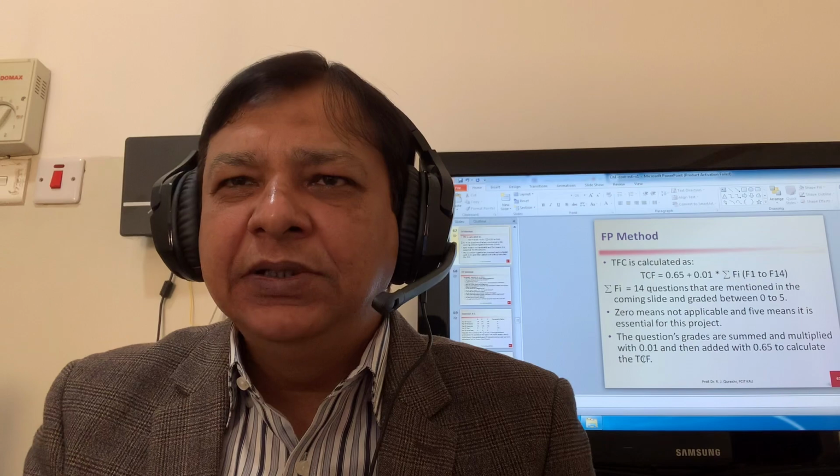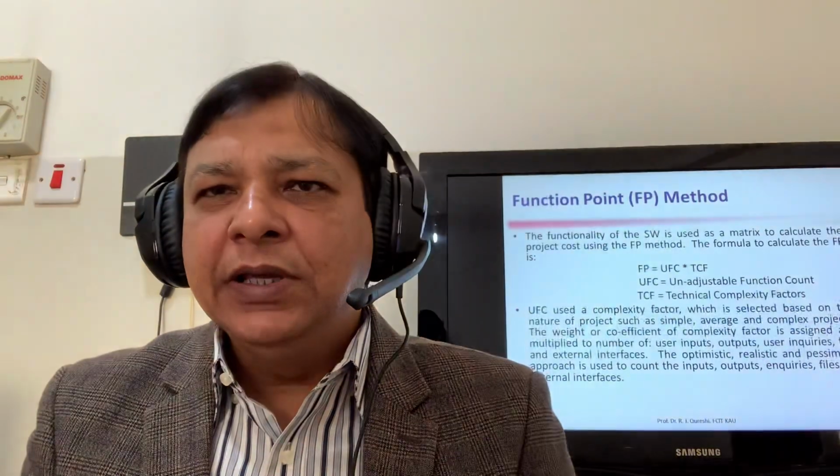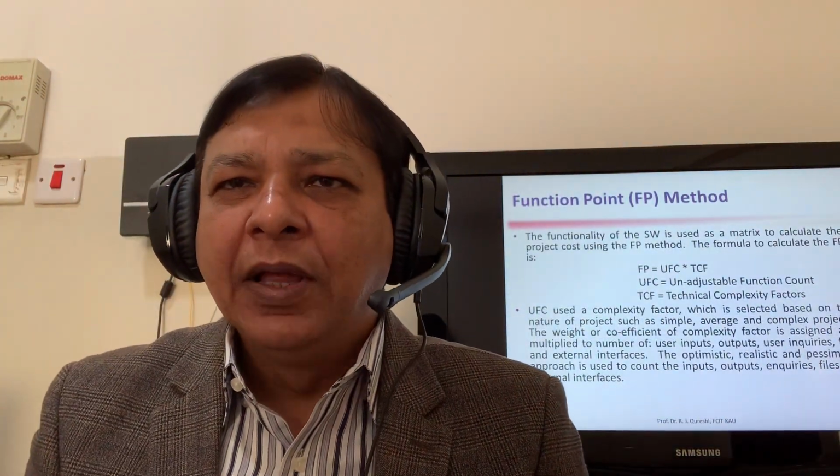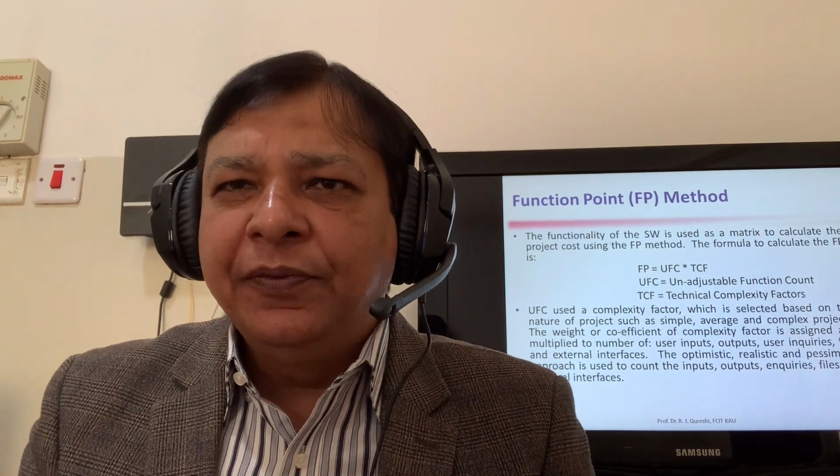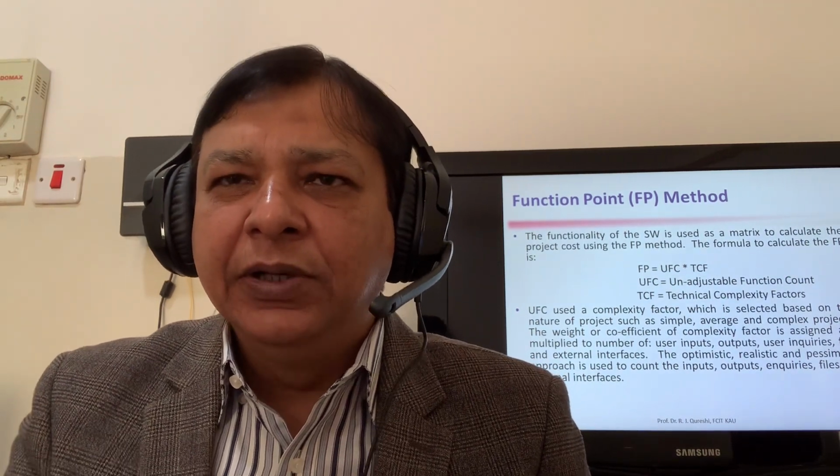50 multiplied by 0.01 plus 0.65, and you have the TCF value. So now you have the UFC value and the TCF value. UFC multiplied by TCF is equal to function points. That means the total number of functions you need to develop for the new project.